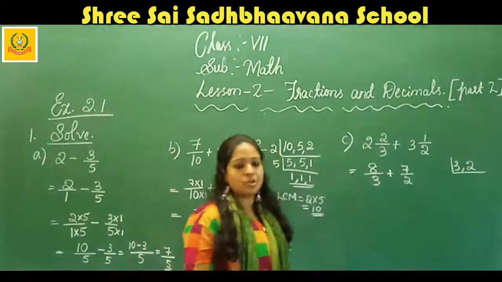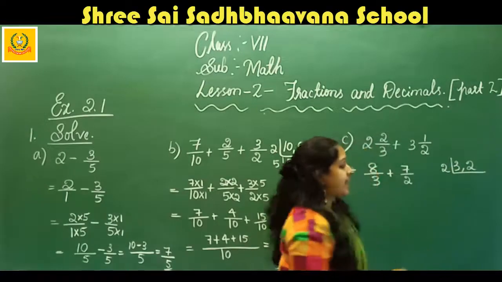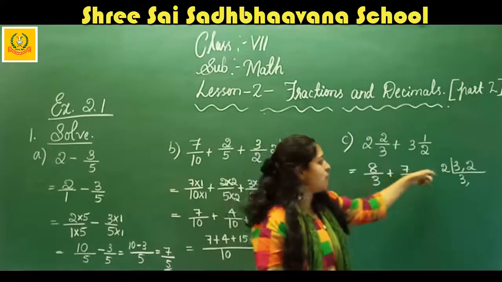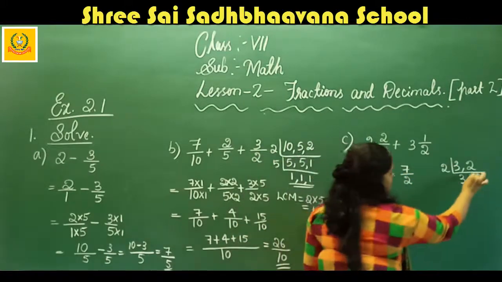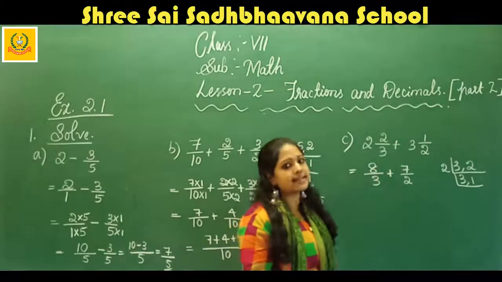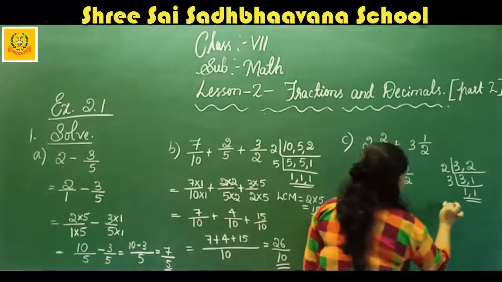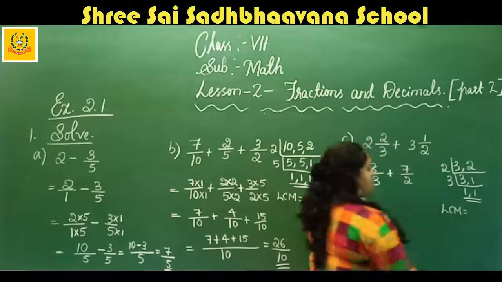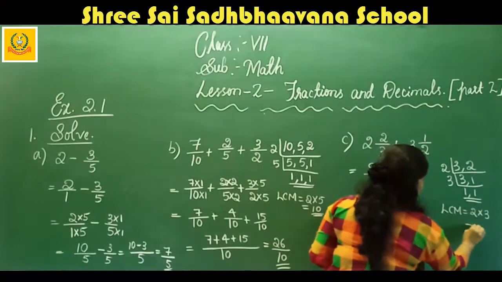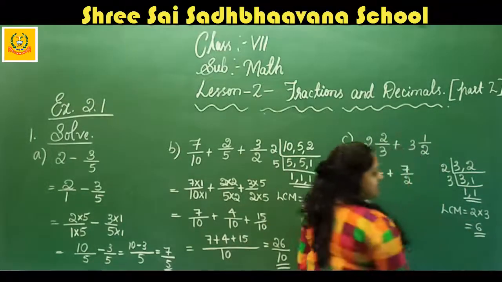3, 2. So I will go with the smallest number first. I will take 2. Yes, I cannot divide 3 here, so I will write the 3 as it is. So now 2 ones are 2. I got 1. Now which number I have to take to divide? I can take directly 3. 3 ones are 3 and 1 as it is. So LCM is equal to, what is that? 2 into 3. 2 3s are how much? 2 3s are 6. So 6 is the LCM.